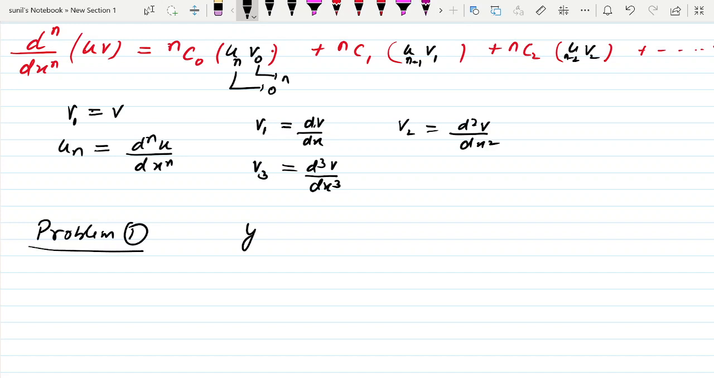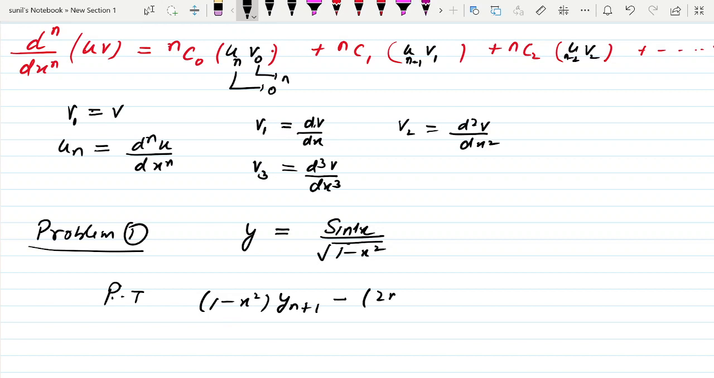Suppose we have y equals sine inverse x over root 1 minus x square. And the question is, prove that 1 minus x square into y(n+2) minus (2n+1) into x times y(n+1) minus n square of yn equals 0. Now guys, in order to find the solution of such problems, the first thing is you have to develop a relation first. Now, how are we going to develop such a relation?